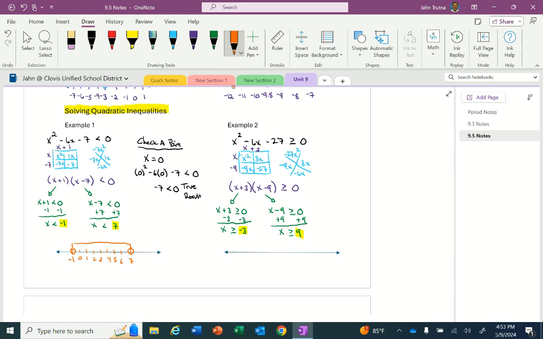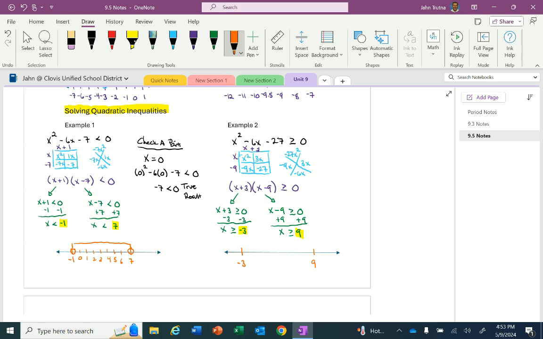I go to my number line. I'm going to put negative 3 on my number line. I'm going to put positive 9 on my number line. Leave a decent amount of space because there's a few numbers in between those two. You don't have to fill them all in. And now I'm going to put a dot on each one of those numbers.